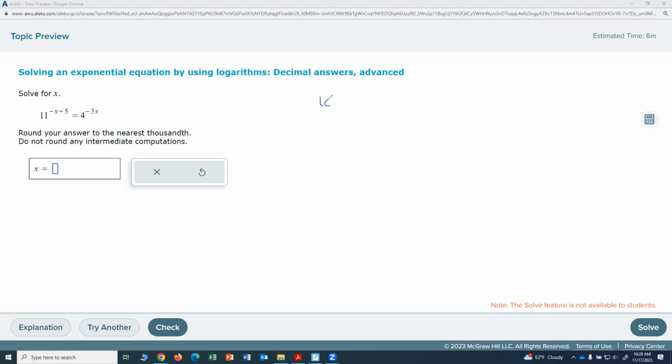So I'm going to go ahead and do log of 11 to the negative x plus 5 equals log of 4 to the negative 3x. All right, now what I want to do is use the power property of logarithms to bring the exponents down in front. And because I have negative x plus 5, I have that plus in there, I have to make sure I put parentheses around my exponent.